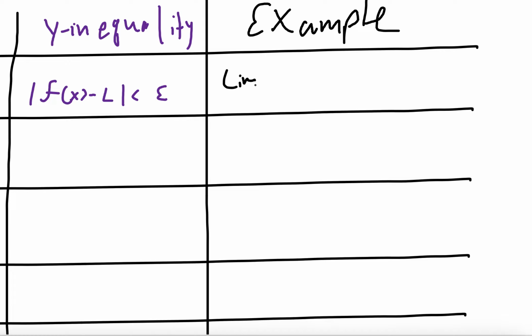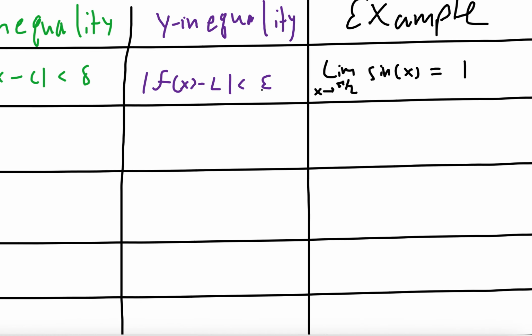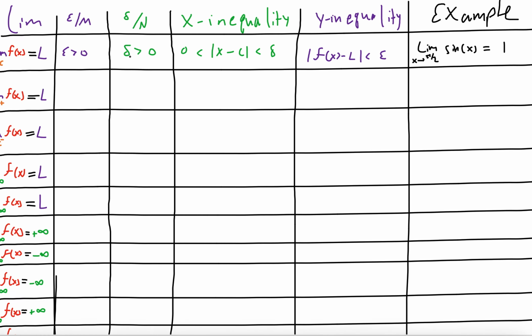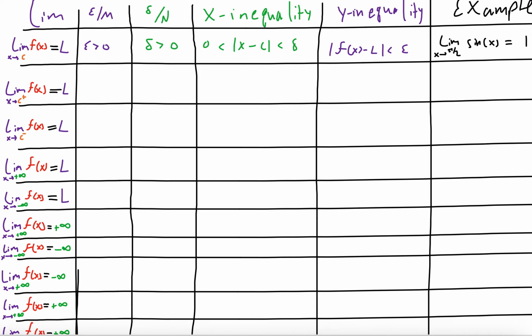Let's just say the limit as x goes to pi over 2 of sine x. That will equal 1. And you can use epsilon delta at some point to prove that, but it's difficult, so we're not going to do that. Now let's look at the one-sided limit.